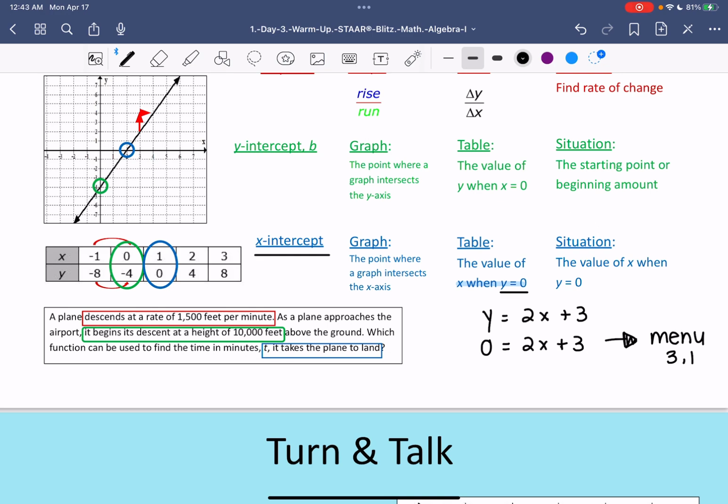If you wanted to solve this by hand, I would subtract 3, so it'd be -3 equals 2x, and then divide by 2. So our x-intercept is -3/2, which would be hard to determine if you graphed. So it's easier if you remember that a y-intercept is when x equals 0, and an x-intercept is when y equals 0.